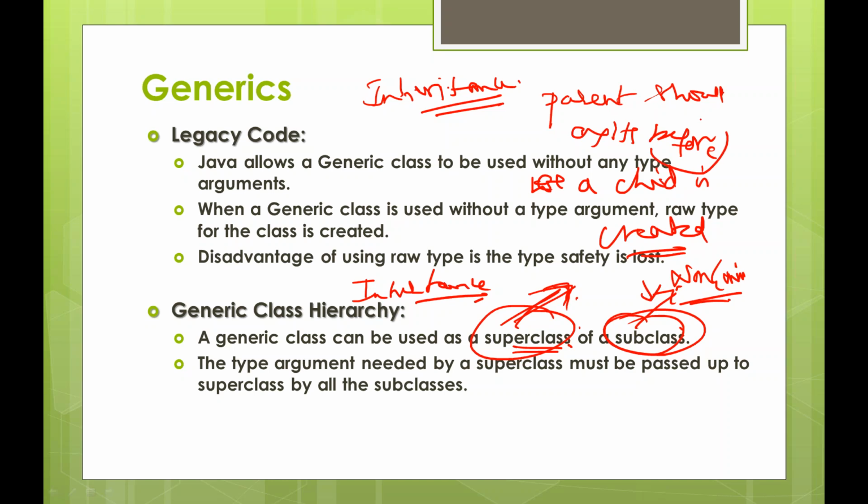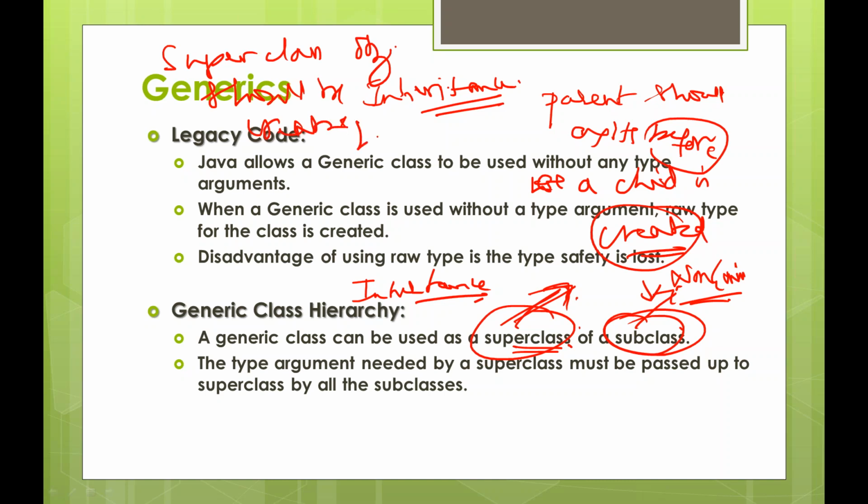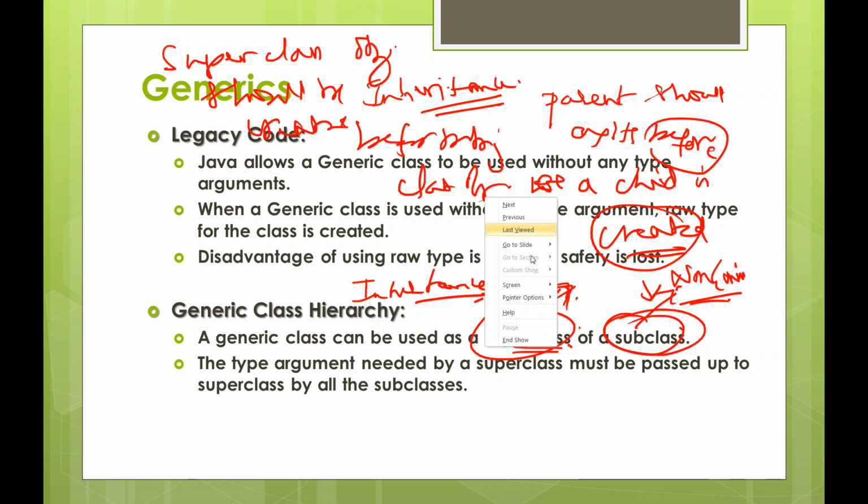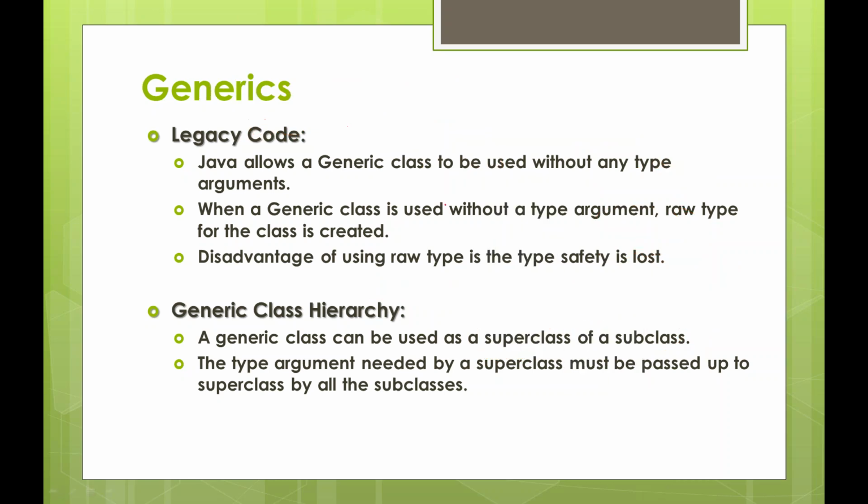Parent should be created before a child is created. That means the superclass object should be created before subclass objects are created. Okay. So when you are using generics, that matters.